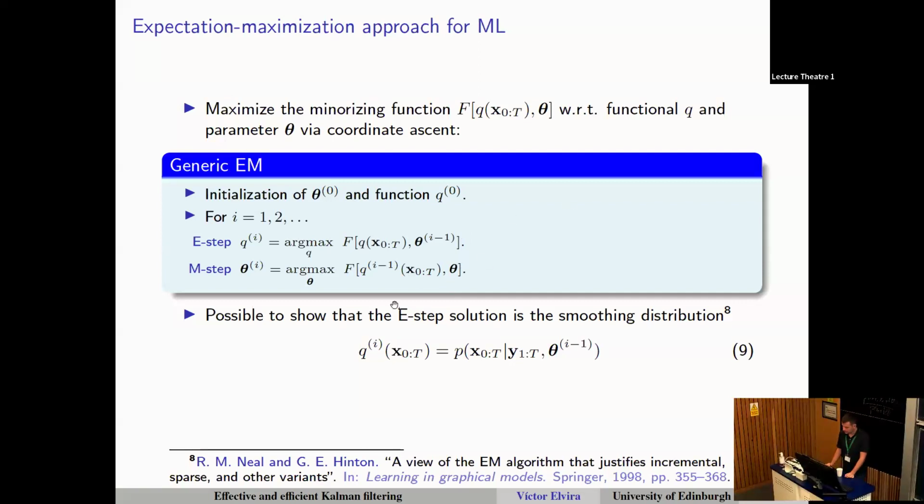Well, it is possible to show that in this case, for the E step, the function that maximizes this is going to be, and remember, we are doing optimization over a function space, so that's getting a bit technical and a bit complicated. But just bear with me that in our problem, for our model, the function that maximizes this quantity here is going to be the smoothing distribution. And that's going to be a great advantage we're going to see very soon.